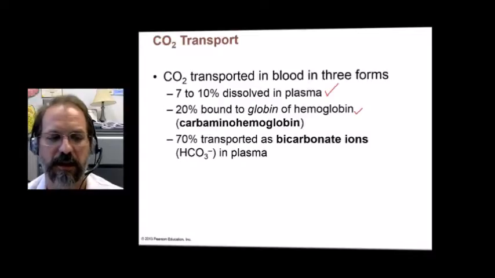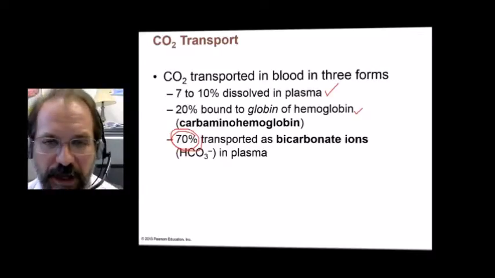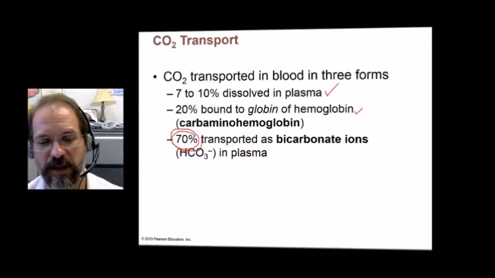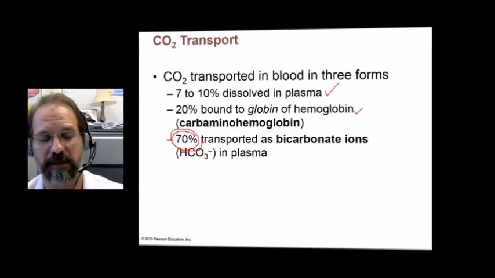Where's the rest of it? Well, 70% or so is transported in the form of bicarbonate ion. This is partially why our PCO2 levels never seem to rise very high, because we convert it from carbon dioxide into bicarbonate. Now that's a protective mechanism, because if we didn't do that, that would cause the pH to go plummeting as CO2 levels rise.